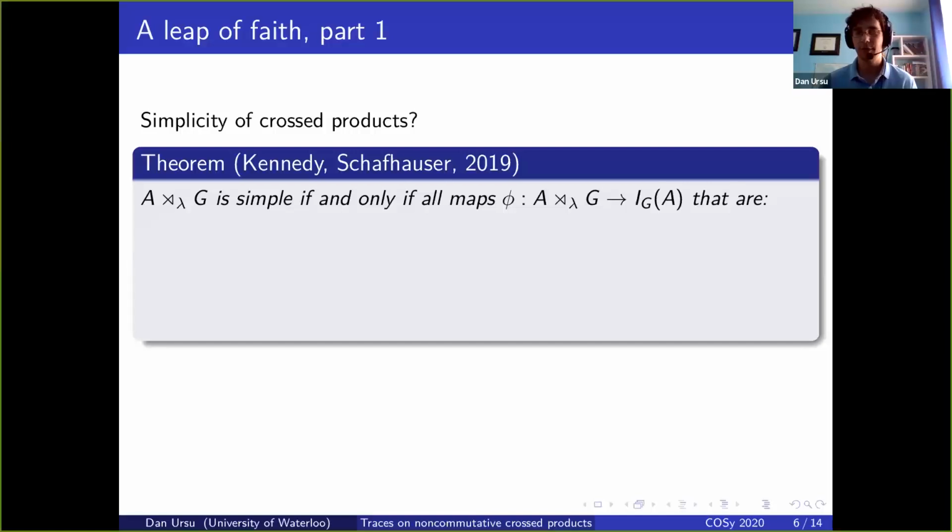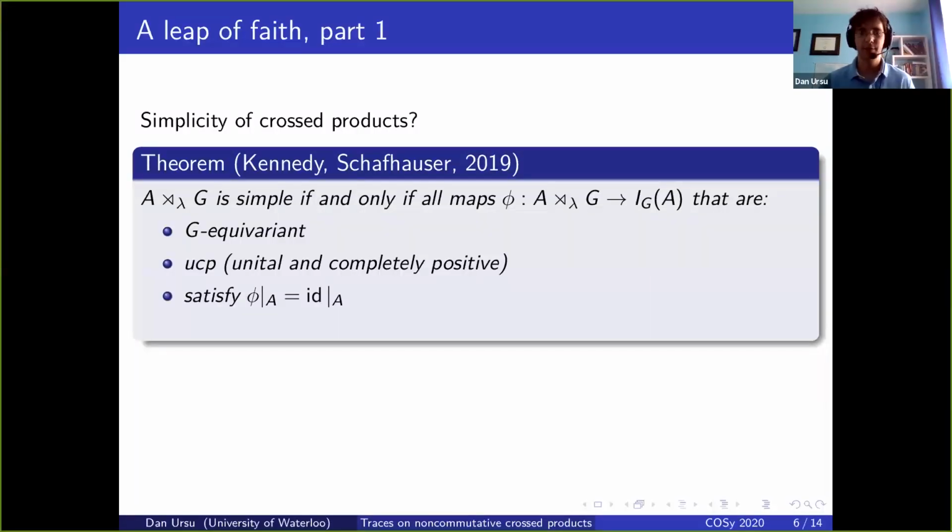cross product is something called the G-injective envelope of A that satisfies a few properties. So it should be G-equivariant, it should be unital and completely positive, and it should satisfy the property that when you restrict down to A, you just get the canonical embedding into the injective envelope. So the reduced cross product is simple if and only if all such maps are faithful.